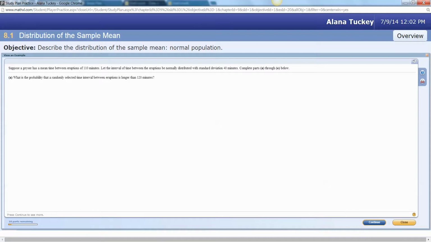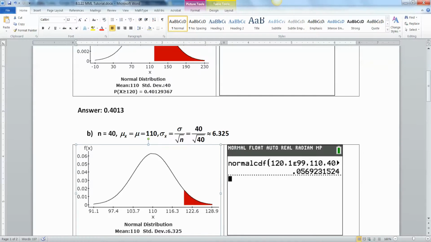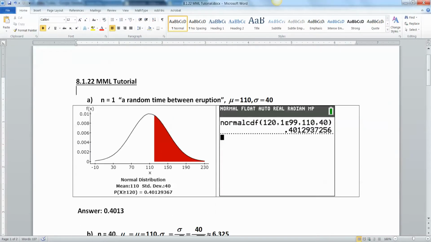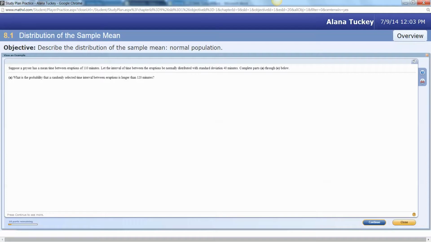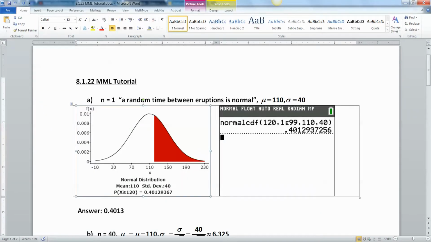So then it asks in question A, what is the probability that a randomly selected time interval between eruptions is longer than 120 minutes? Okay. So bear with me because I've already done this entire video once and my computer ate it. So n is equal to 1 because it said the random time between eruptions is normal, right? Then it said mu is equal to 110 and sigma was equal to 40, right? Mu being your mean, sigma being your standard deviation. Okay, so then we can go find this with StatCrunch.